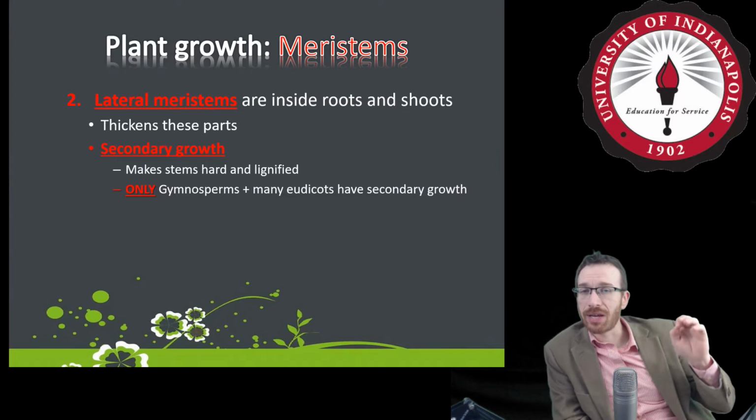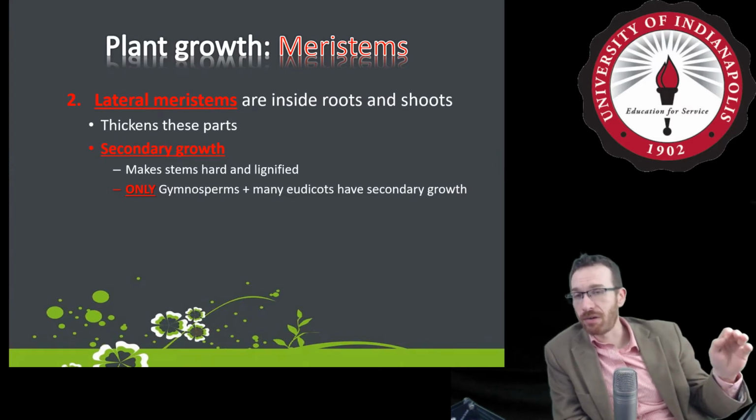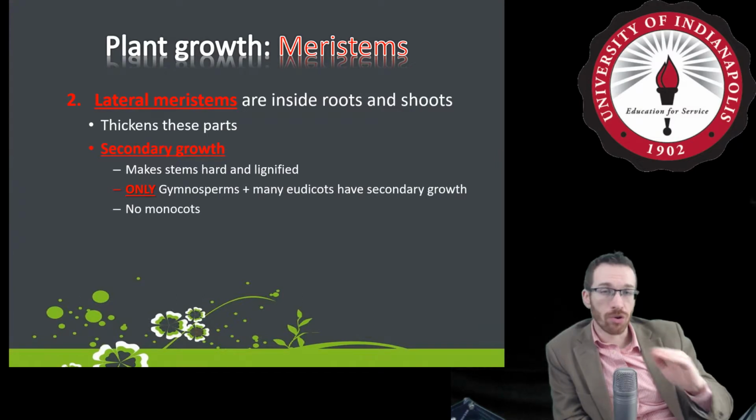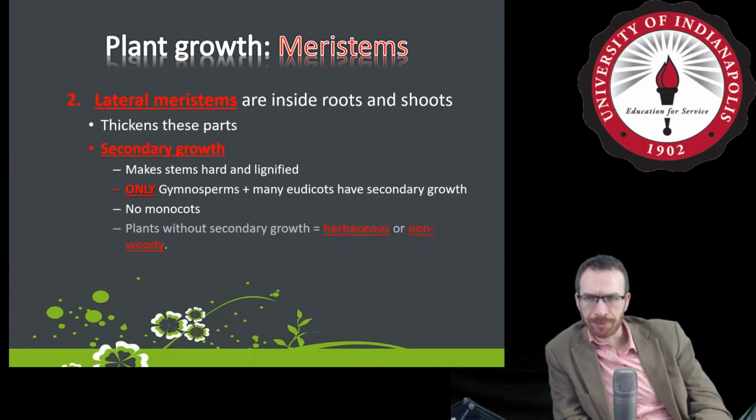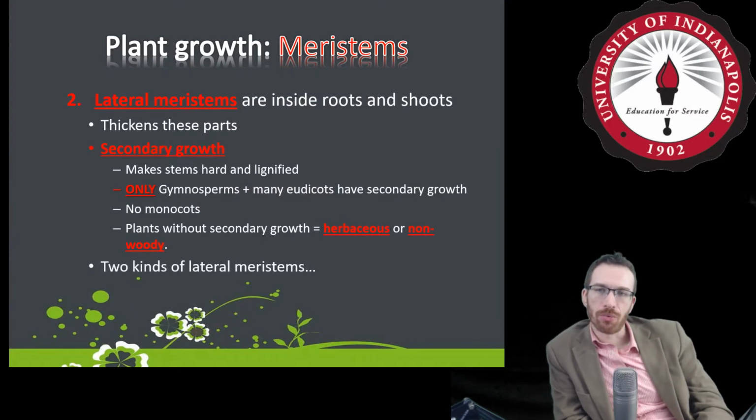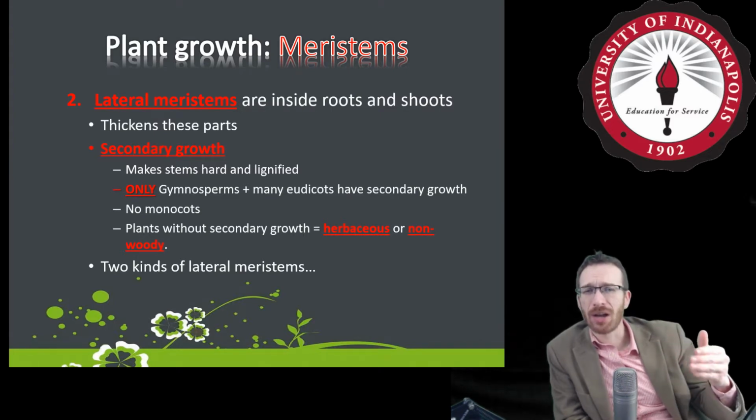Only gymnosperms and eudicots are going to have secondary growth. Okay? There are no monocots that have secondary growth. All monocots are primary growth herbaceous plants only. They're green and squishy, right? So plants that do not have secondary growth, as I was just mentioning, are called herbaceous or non-woody plants. And so when we talk about lateral meristems, we're really not talking about monocots. We're not talking about tulips. We're not talking about those herbaceous plants.